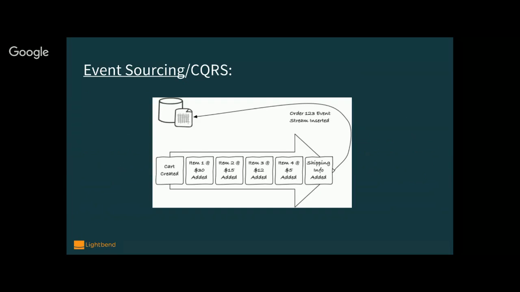So here in event sourcing, this gives us an idea of what something would look like. We're going to order something, and this order happens to be order 123. It's comprised of a bunch of different events. The first one is a cart is created. The second event or command, which turns into an event, is item 1 is added for $30, item 2 is added for $15, item 3 is added for $12, item 4 is added for $5, and then shipping information is added. So these are individual contexts of behavior that are persisted to the storage mechanism, whatever the database is. In our case, it's Cassandra.